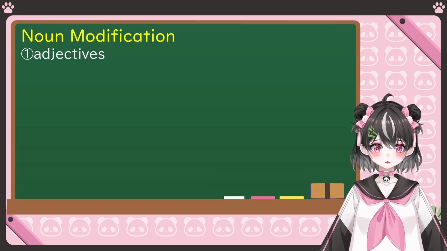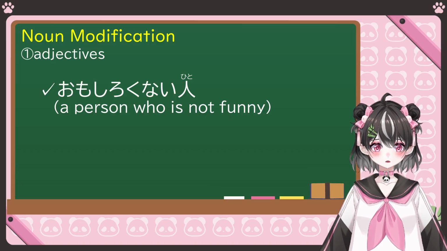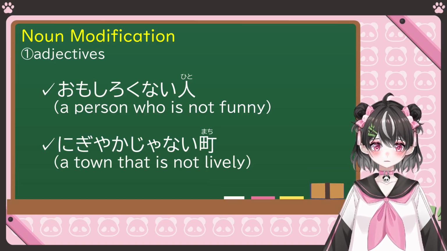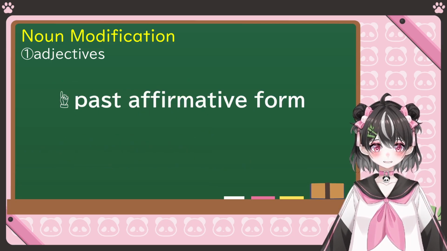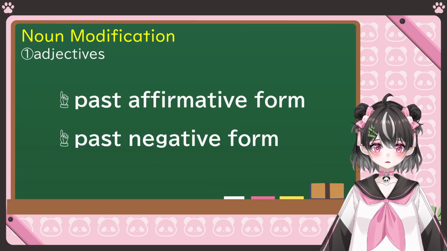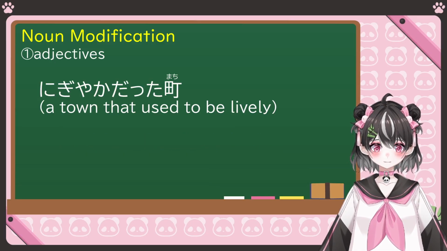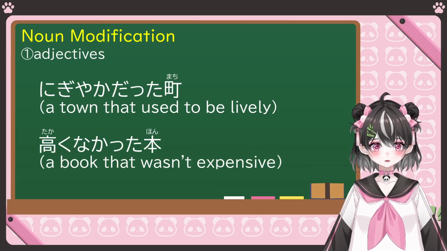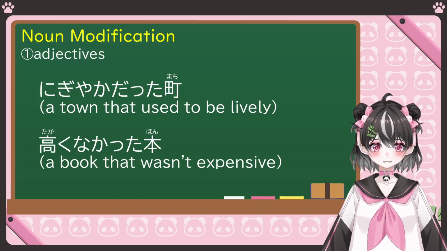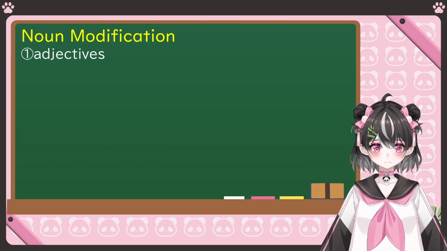For example, you can say 面白くない人 or 賑やかじゃない街. You can use the past affirmative and past negative forms in exactly the same way. For example, 賑やかだった街, 高くなかった本. So let's check some examples to see how these forms function.